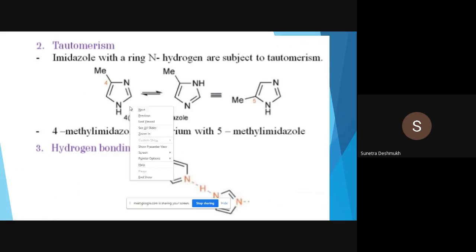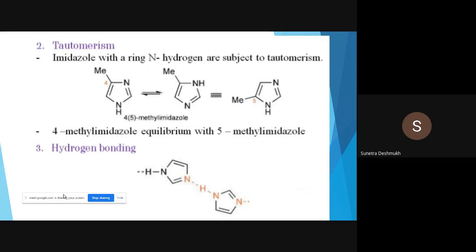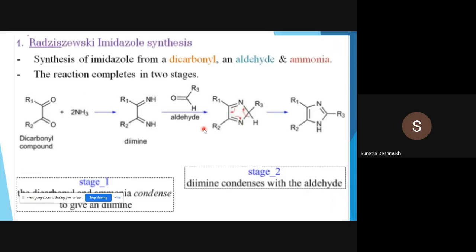So you can see over here they have taken 4-methyl imidazole. How can we write different structures of 4-methyl imidazole in equilibrium with 5-methyl imidazole? These two structures are in equilibrium. Hydrogen bonding, as you know: two imidazole molecules can form hydrogen bonds with each other. Pay attention and remember this properly. Imidazole, pyrazole, all these can form hydrogen bonds.